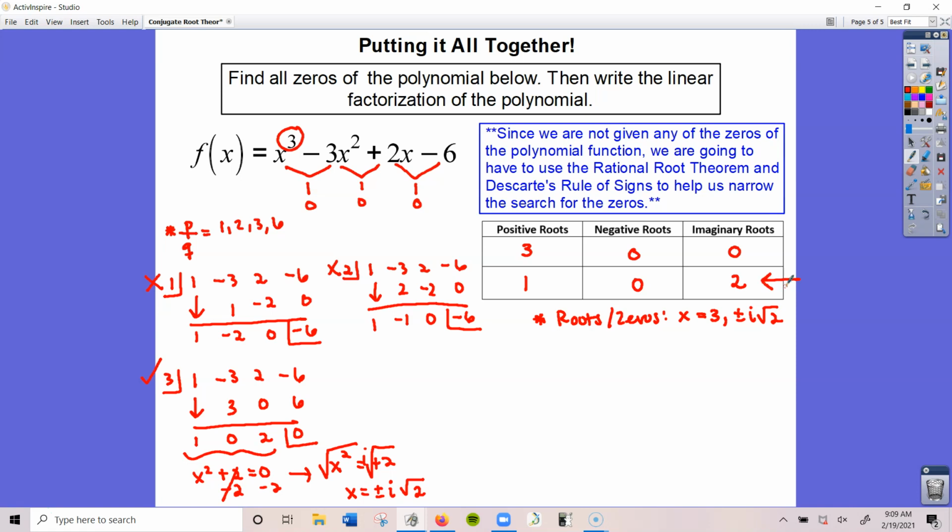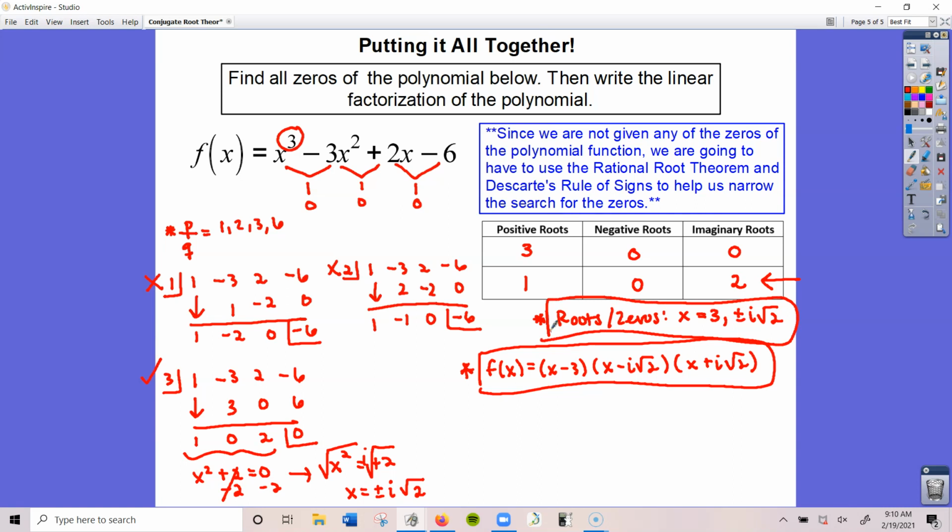So this is the scenario we ended up having. We have 1 positive and then the 2 imaginary, the positive and the negative version of i square root of 2. So this is the first part of my answer. And now to write the linear factorization. So f of x is going to equal x minus 3. And then we have positive i square root of 2, so that'll be x minus i square root of 2. And then we have the negative i square root of 2, so x plus i square root of 2. Since remember, when you're writing the factors, you switch the sign of the zero. And this is my linear factorization.